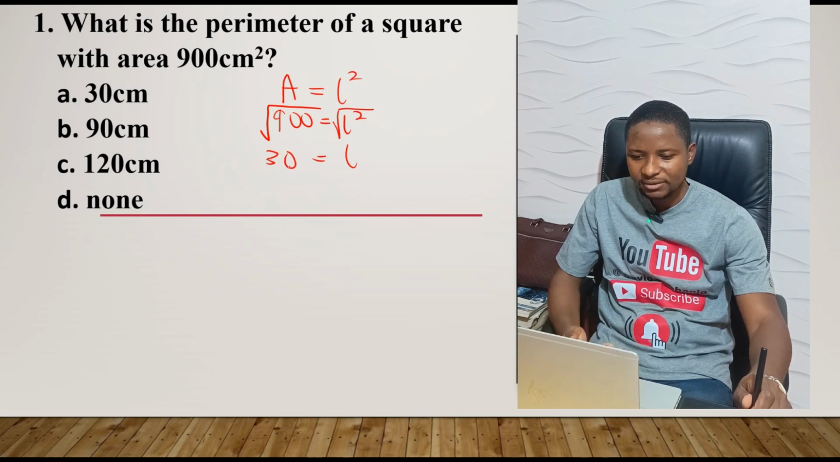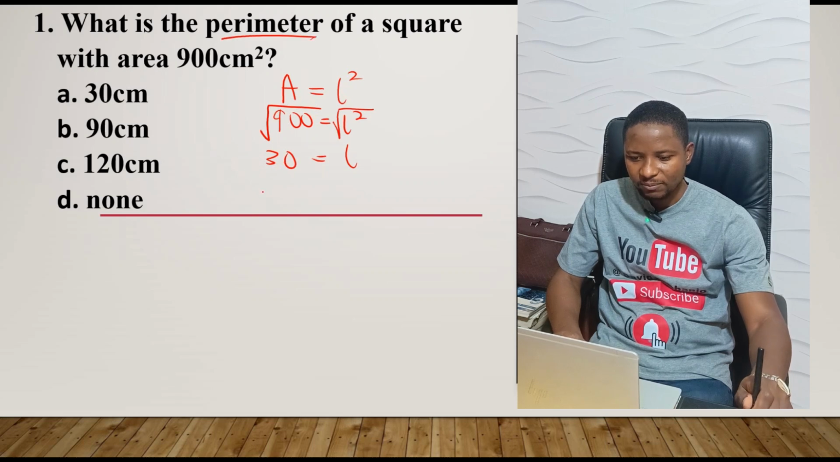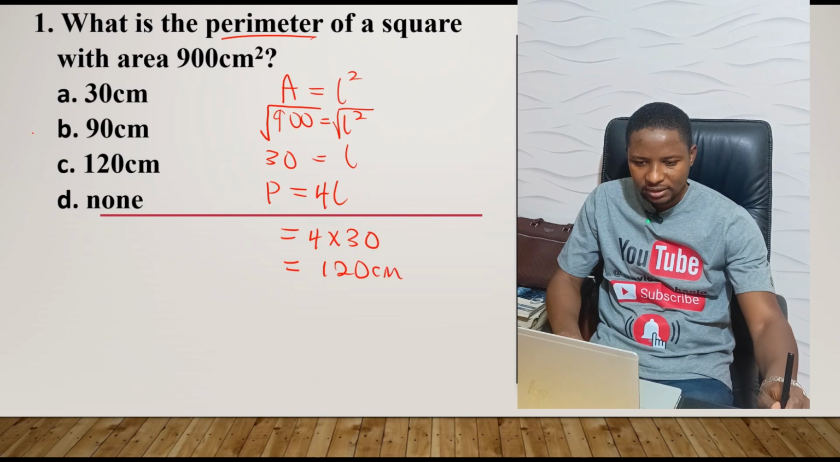Now I have my length to be 30, but don't forget the question is perimeter, and the formula for perimeter is 4L. So your answer will be 4 times 30, and that will give you 120. Never forget your units, and the answer is C. Moving on to question 2.